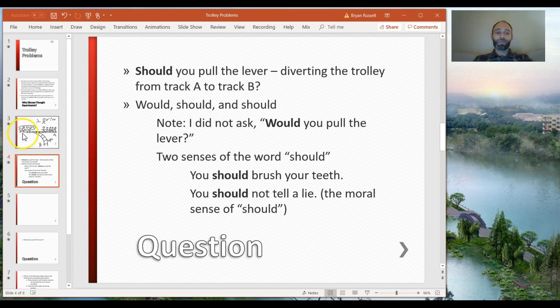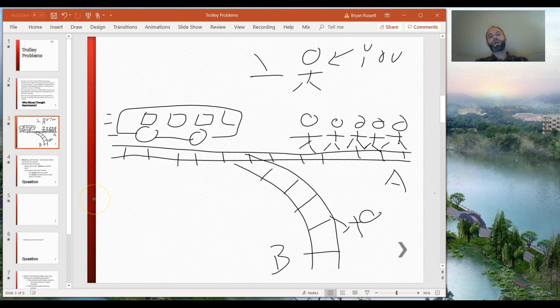So ask yourself this question. What should you do in this scenario? Should you allow the trolley to continue down track A, in which case the 5 people on track A will certainly die? Or should you pull the lever, diverting the trolley to track B, in which case those 5 people will live and the 1 person will certainly die? That's one of the questions you can answer in the discussion board for today's class.